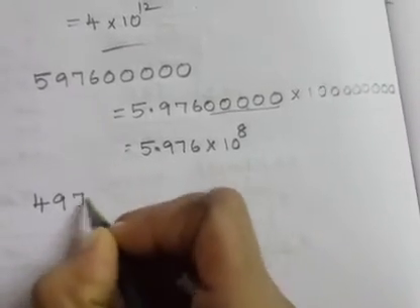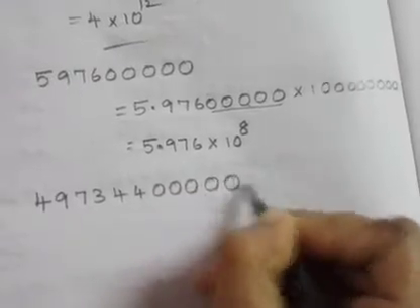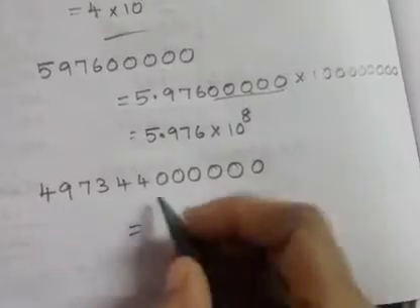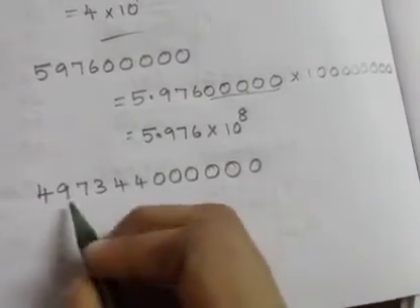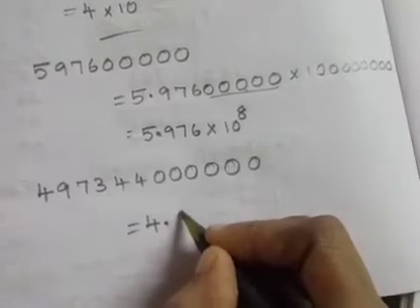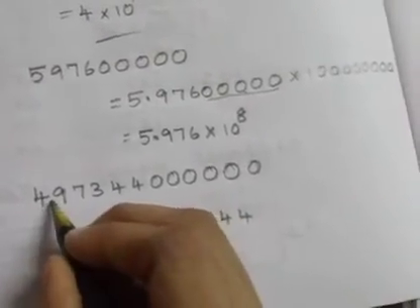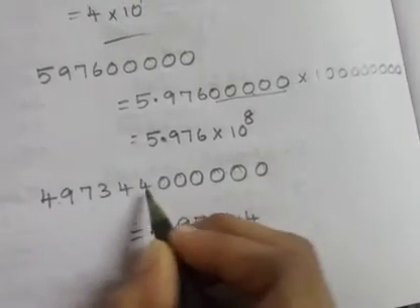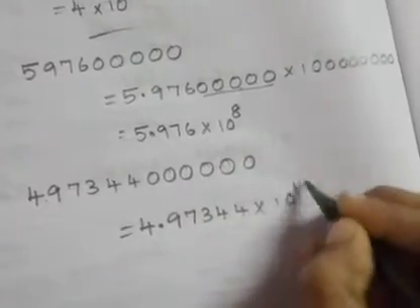Okay, see, now listen. After 4 you will keep a decimal point, then write the digits: 9 7 3 4 4. If you keep the decimal point here, how many digits are there? 1, 2, 3, 4, 5, 6, 7, 8, 9, 10, 11. So into 10 power 11.